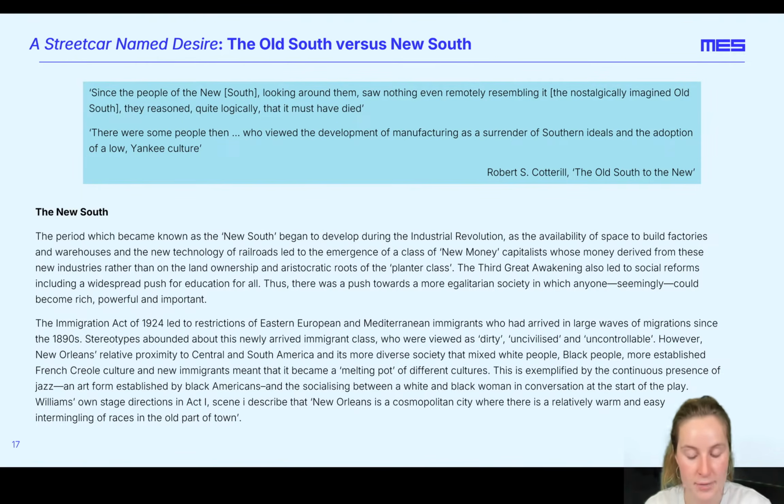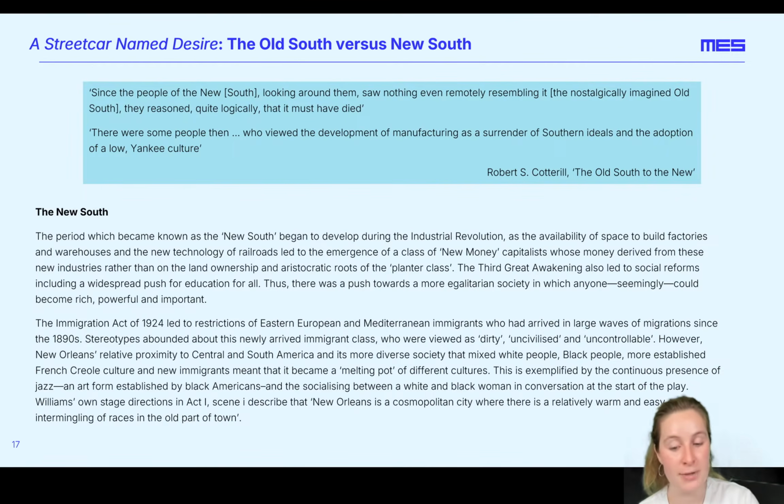The Immigration Act of 1924 led to restrictions of Eastern European and Mediterranean immigrants who had arrived in large waves of migrations since the 1890s. Stereotypes abounded about this newly arrived immigrant class who were viewed as dirty, uncivilized, and uncontrollable. In fact, they were often viewed as a different race from the white Americans who lived on the plantations, for example.